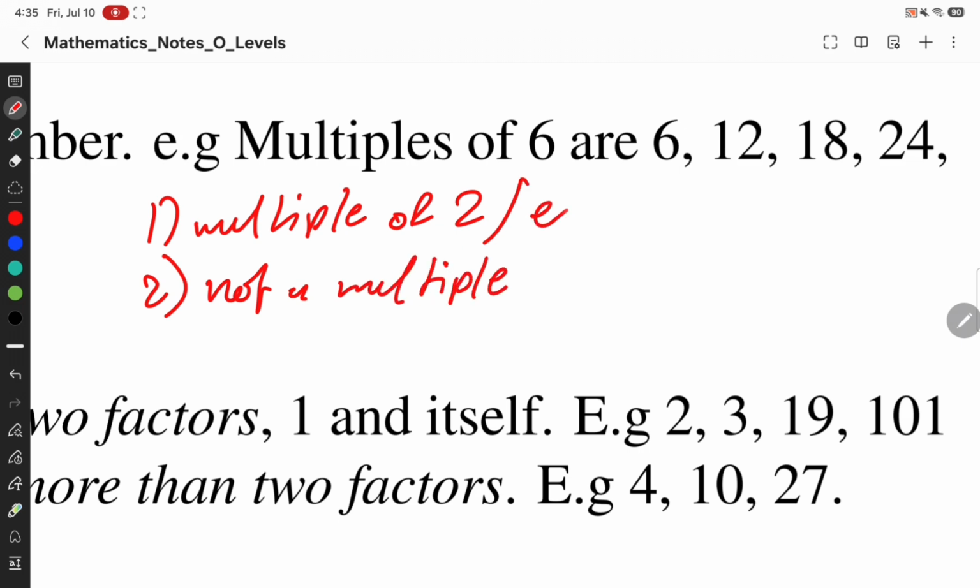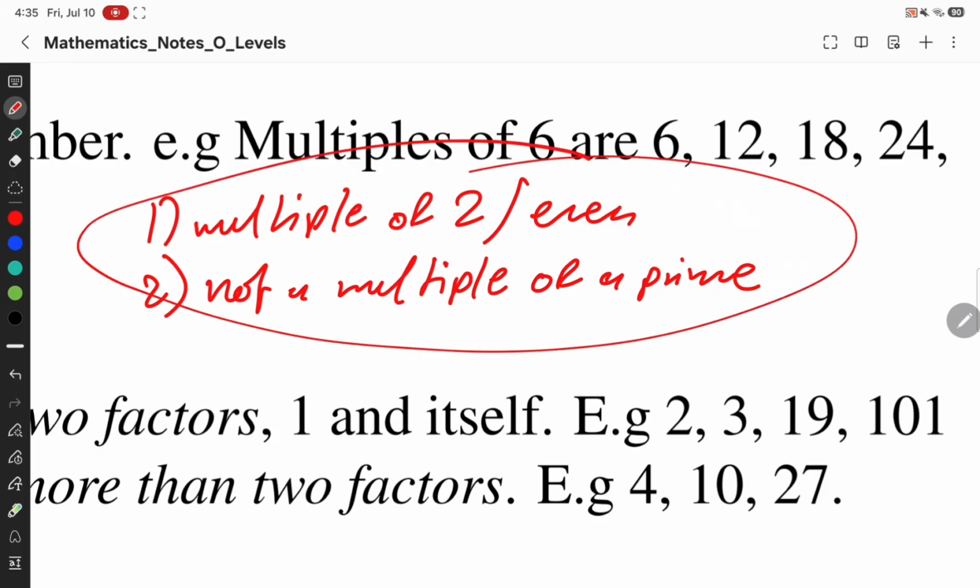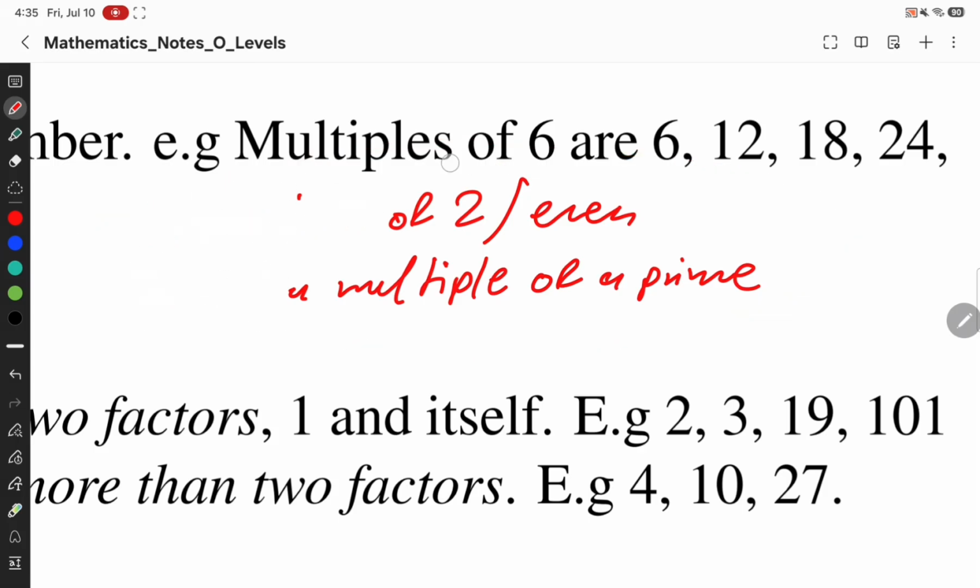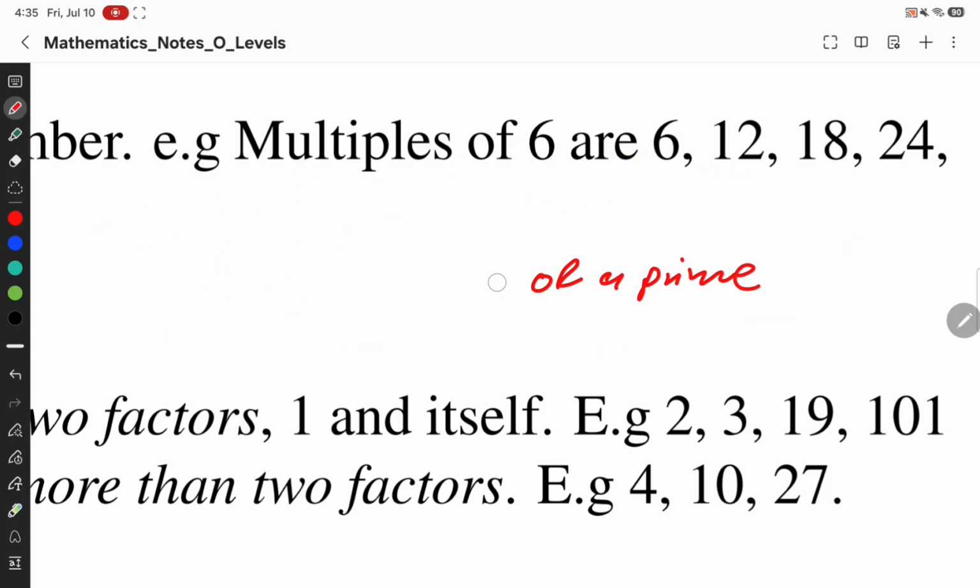Okay, or this can be just even, not even, multiple of a prime. I mean, of course, a prime has only 2 factors. If it has another factor, it's a composite number, right? So yeah, these are the two things you need to look out for when looking out for primes.